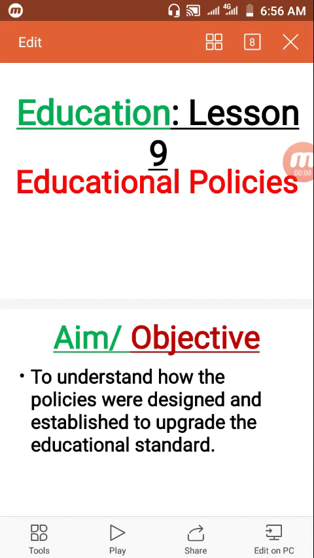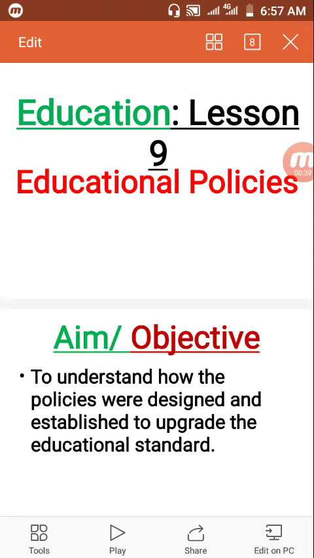And our today's topic is educational policies. This is lesson 9 on education. What is the aim and objective of this lesson? The objective of this lesson is to understand how the policies were designed and established to upgrade the educational standard in the early 20s.